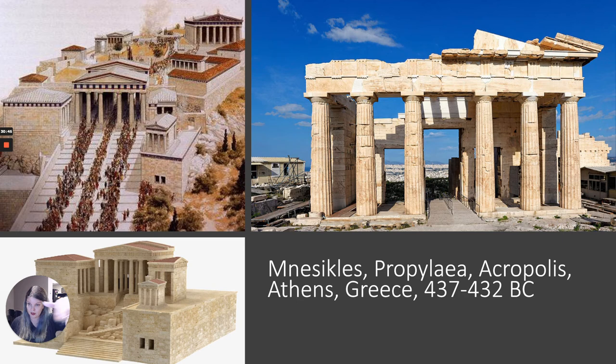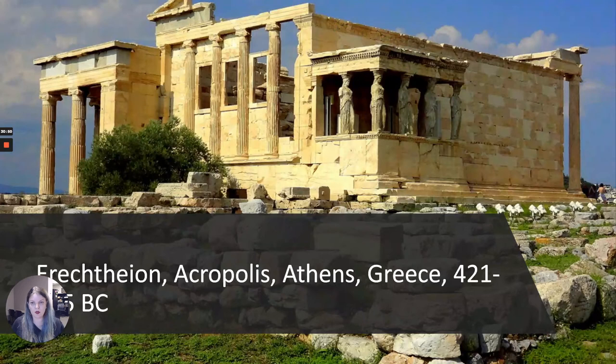Okay, so let's look at another building. This is the weirdest building in classical Greek architecture. I like it because it's so irregular and strange. So this is the Erechtheion, and it's at the Acropolis in Athens. It was built between 421 and 405 BC. So 421 is when work on this thing starts.